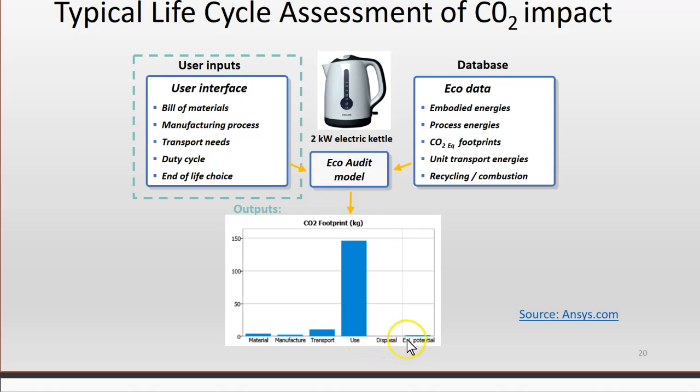In this case, we see the end of life potential has a positive CO2 footprint. So getting rid of the final device increases CO2. If the material was highly recyclable, we may see this part showing a negative, hence offsetting the carbon footprint from the previous stages. You can see more examples of this on the link shown.